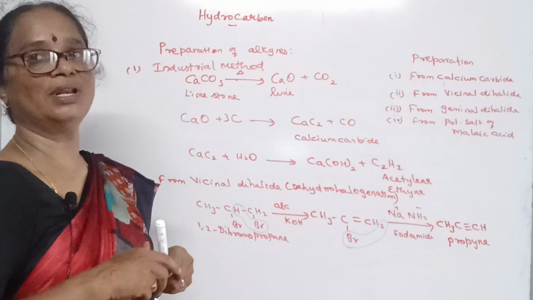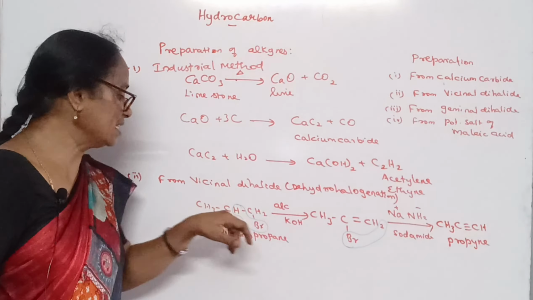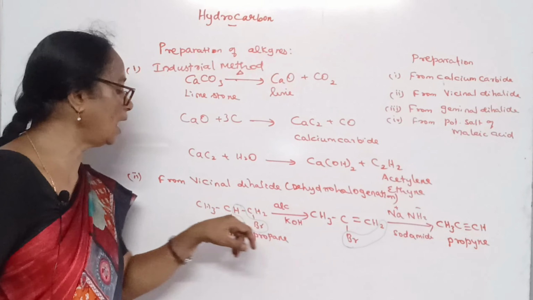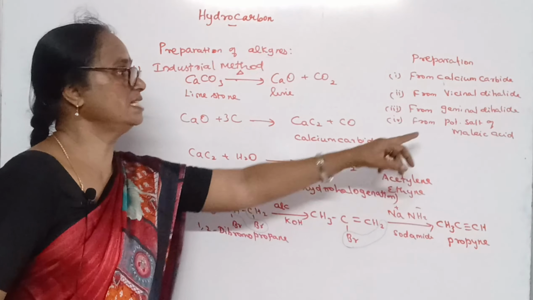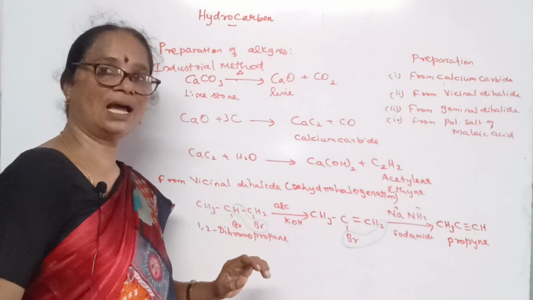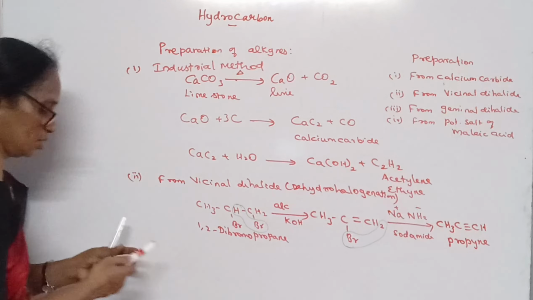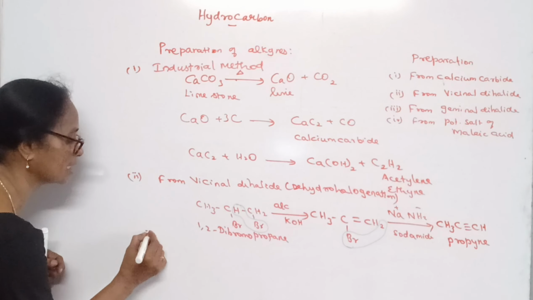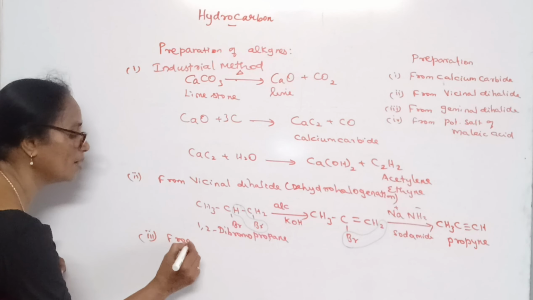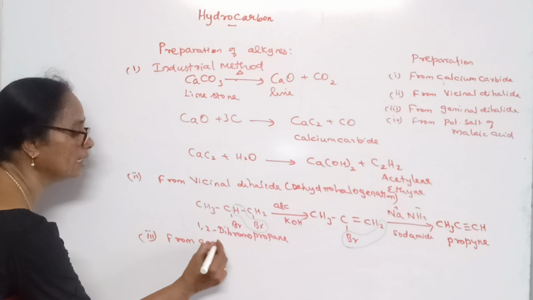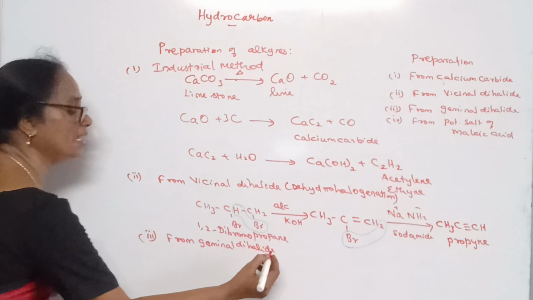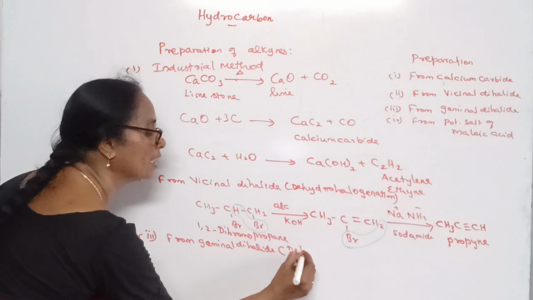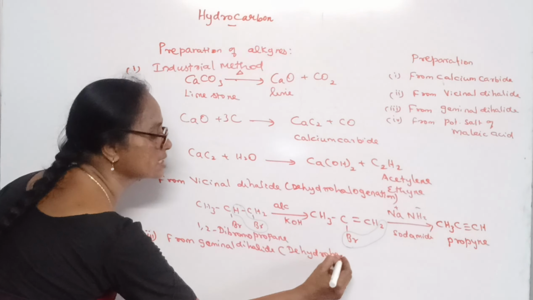Similarly, we can prepare alkyne from geminal dihalide. What are called geminal dihalides? See, in vicinal dihalide, we have the halogens on the adjacent carbon atoms. But in geminal dihalide, both halogens are on the same carbon atom. So the next method of preparation, we can take it from geminal dihalide. So geminal dihalide also undergoes the dehydrohalogenation process.